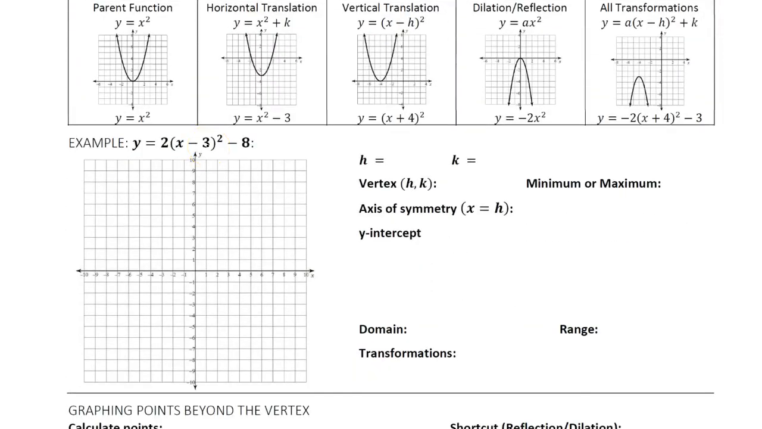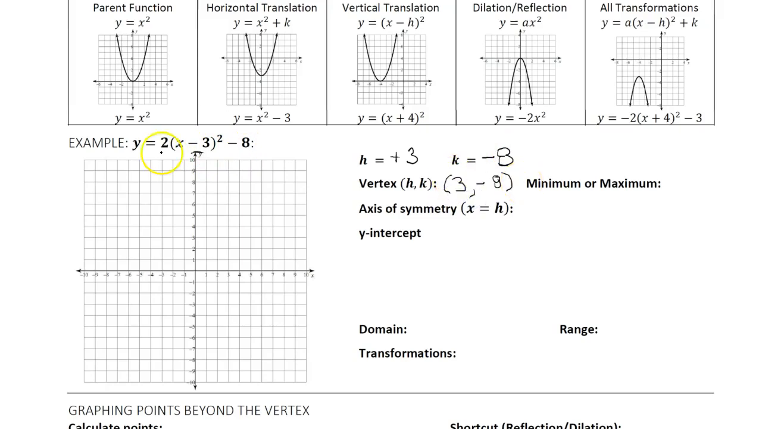Here is an example. Begin by looking inside the parentheses. The opposite of whatever you see is h. Since we have -3, h is +3. Then look outside the parentheses. That stays the same. It's -8, so k is -8. The vertex is +3, -8.